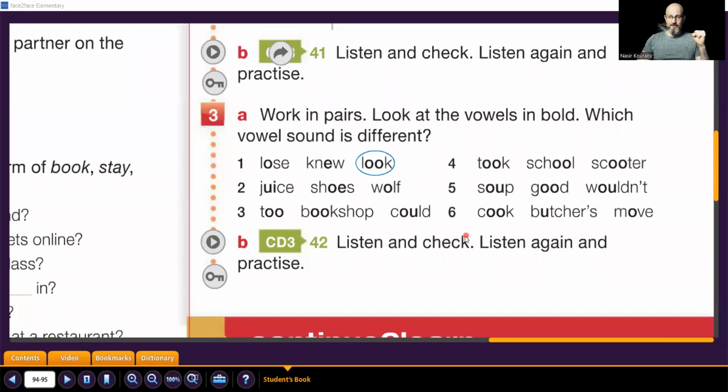Now we will check. Okay, so now you listen, and after that, we'll check.